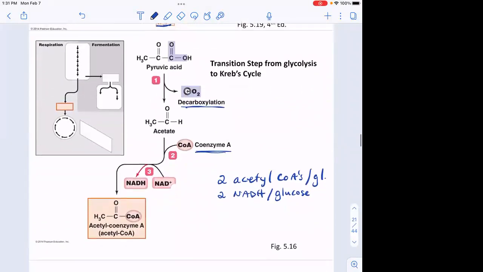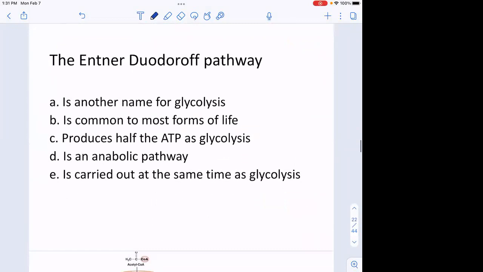And then I wanted to start with a little review, a little practice question about the Entner-Doudoroff pathway. Take a second, probably some of you have been looking at it as you've been waiting for class to start. Read over it, make your best guess. I'm hearing some whispers. I'm hearing some C whispers.